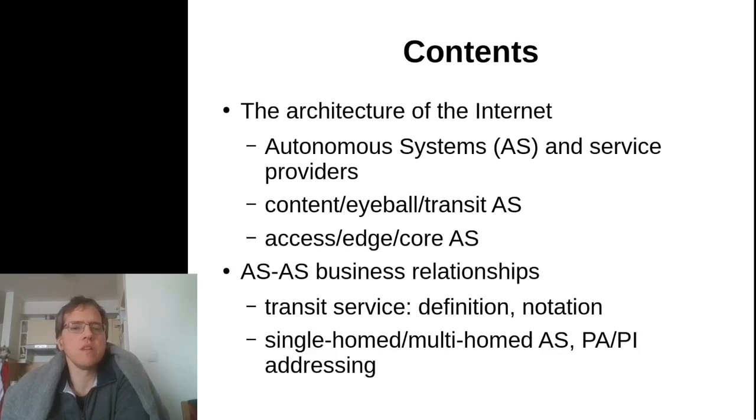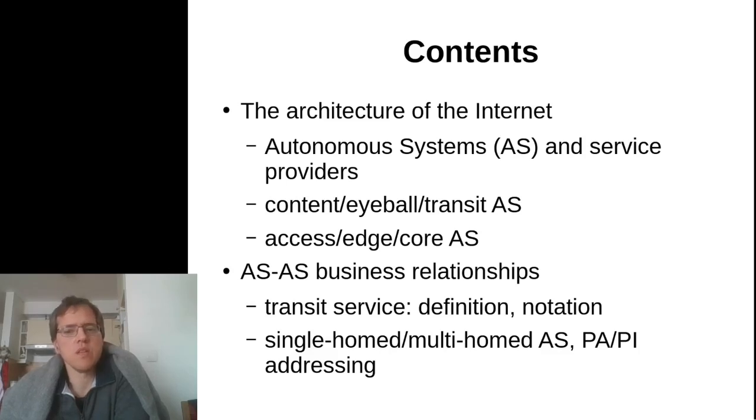description of the internet service model, which basically is a simple way for us to understand the types of relationships that can occur between different autonomous systems that, recall, make up the internet, and we'll start to define one of the most important elements of this service model, the so-called transit service.